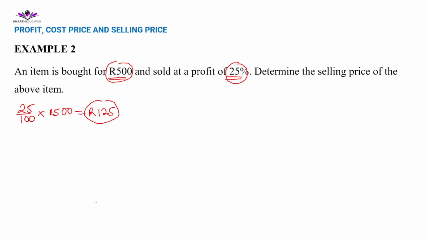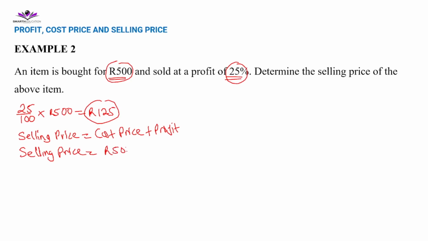And then what is the selling price? The selling price is equal to cost price plus profit. So the selling price here is going to be 500 rands plus 125 rands, which is 625 rands. That's the selling price.